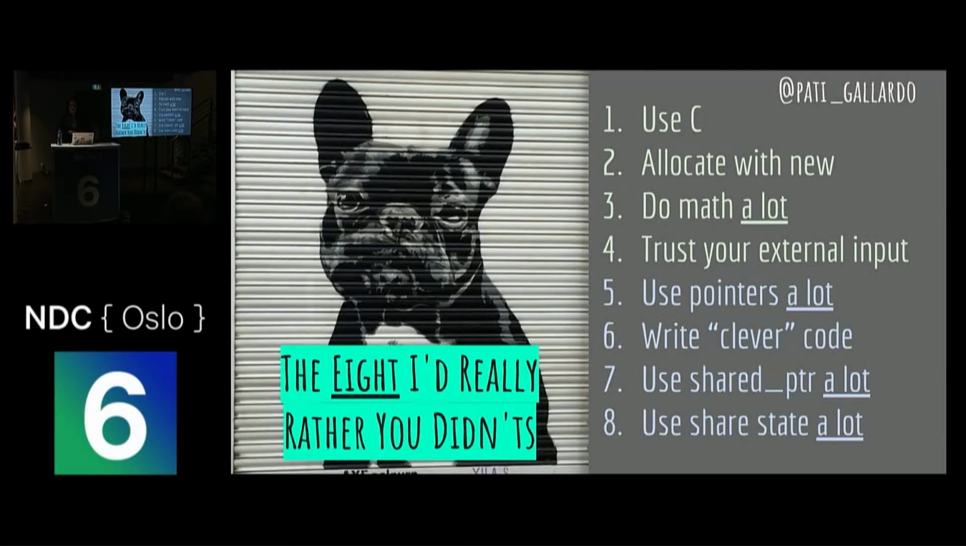So these are the ones. I'd really rather you didn't use C. I'd really rather you didn't allocate with new. I'd really rather you didn't do math a lot. I'd really rather you didn't trust your external input. I'd really rather you didn't use pointers a lot. I'd really rather you didn't write clever code. I'd really rather you didn't use shared pointer a lot. And I'd really rather you didn't share state a lot. Now, the first four we'll go through a little bit more, and the last four not so much.